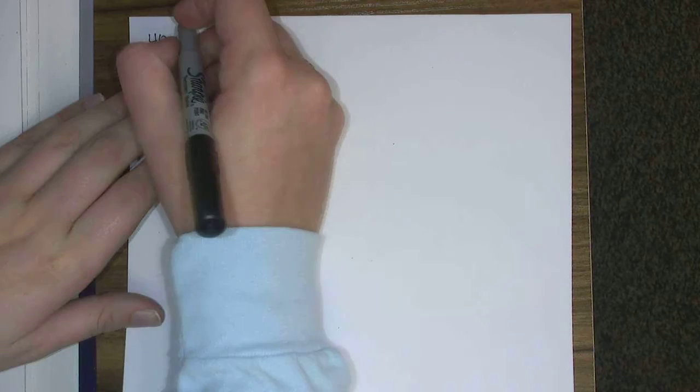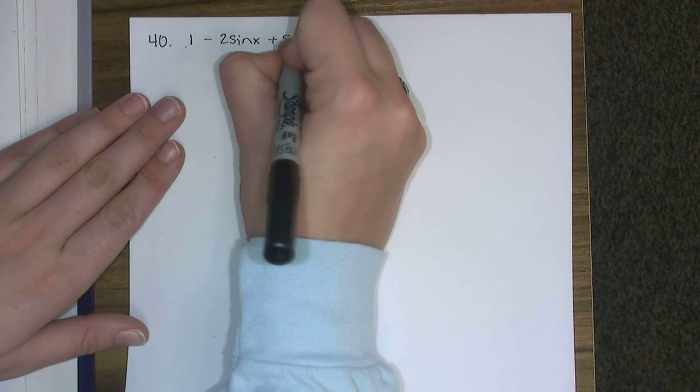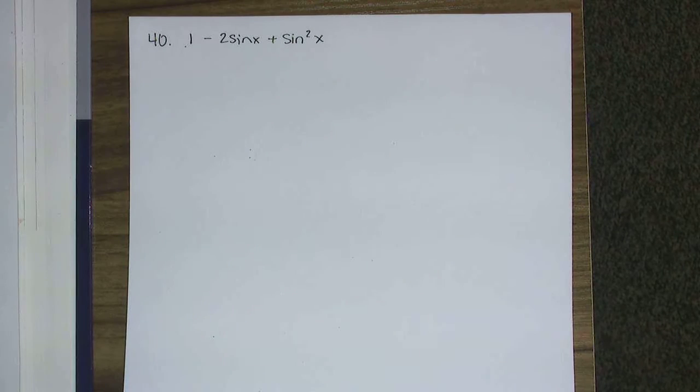For these ones, it says to write each expression in factored form as an algebraic expression of a single trigonometric function. So basically it wants us to factor it, so it's going to have two things in parentheses, or possibly one thing being squared. The problem statement says 1 minus 2 sine of x plus sine squared of x. You're probably looking at that, and maybe you see right away how to factor that, but maybe you don't. The way I like to think about it is I like to use substitution.